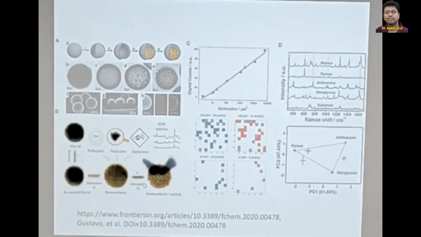When we talk about contaminants like pyrene, anthracene, nitropyrene, etc., they also have very clear signals. And when you mix them, if you have a mixture of pyrene, anthracene and nitropyrene, you'll find clear fingerprints coming from all three, and you'll be able to find out that this is a mixture of them.